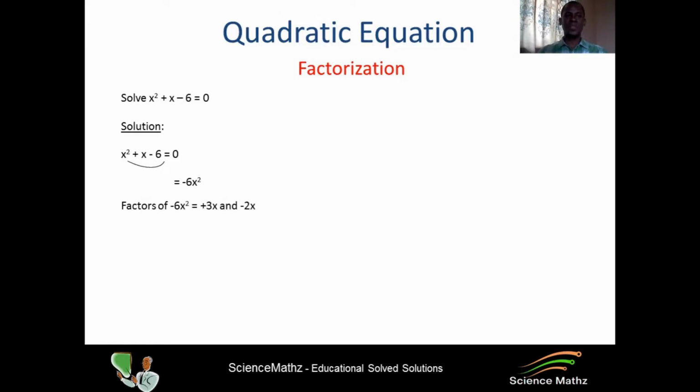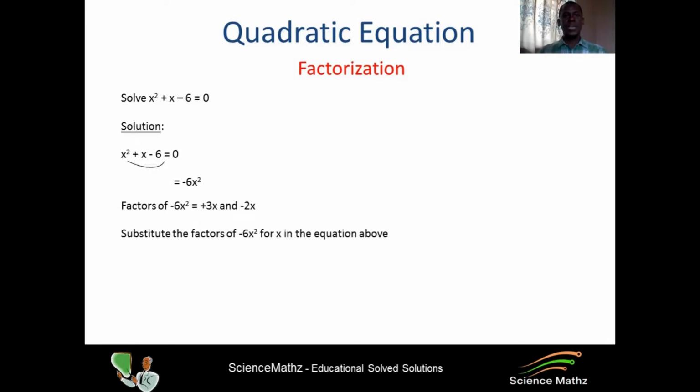Now, what are the factors of minus 6s squared? They are simply plus 3s and minus 2s. Okay? Plus times minus will give you minus at the back of the 6. 3 times 2 will give you 6. s times s will give you s squared. So this is a perfect factor of minus 6s squared.